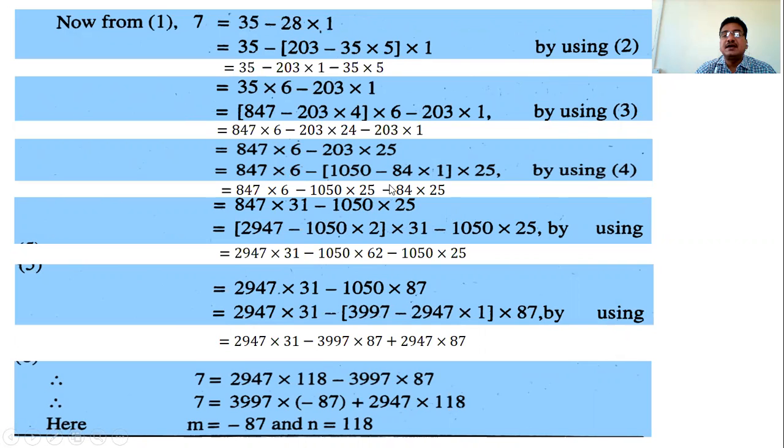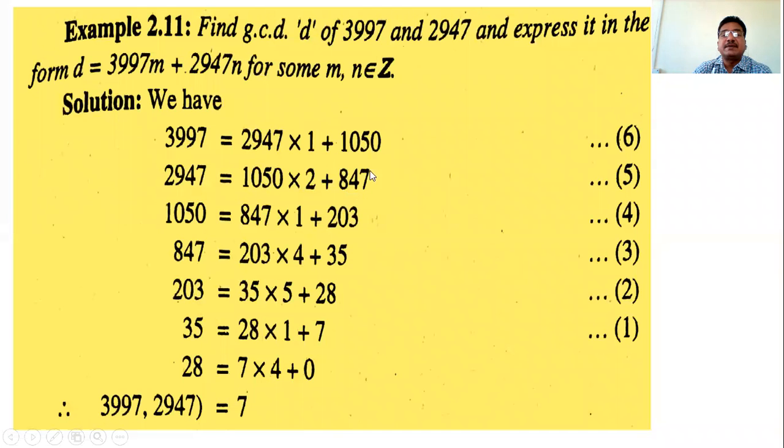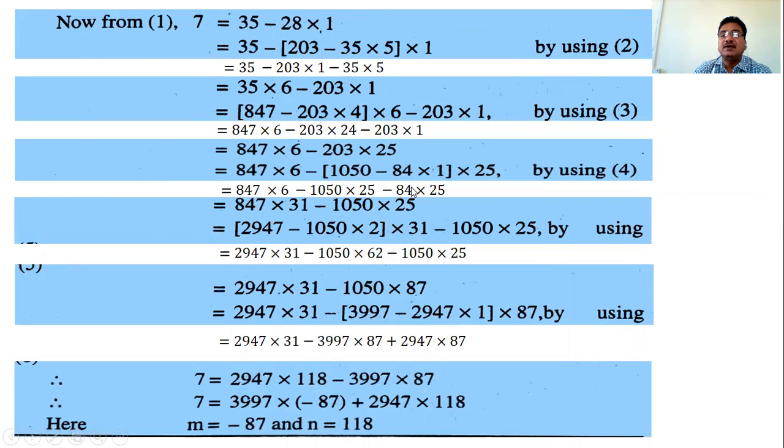Minus minus becomes plus here, right? Plus 847 into 1 into 25 is what? 1 into 25 is 25. So I can write here 847 into 25. Then 847 into 6 plus, here it's plus sign. 847 into 25 becomes 847 into 31, because 6 plus 25 becomes 31. Okay. Then minus 1050 into 25 as it is.